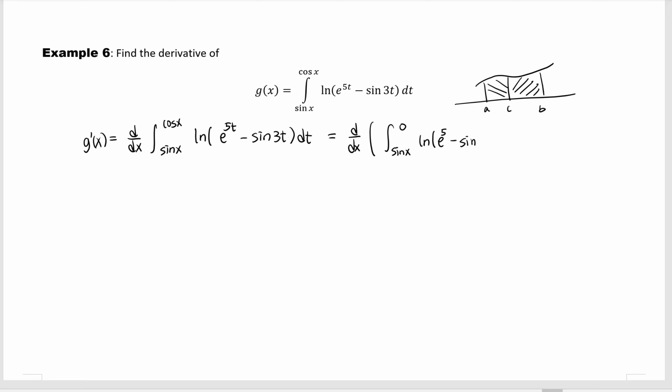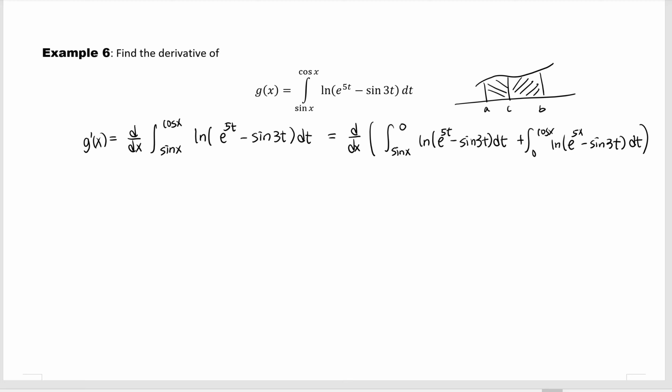This is t. Yes. Remember, the function inside is a function of t. And then we have the integral from 0 to cosine x, ln of e to the 5t minus sine 3t, dt.